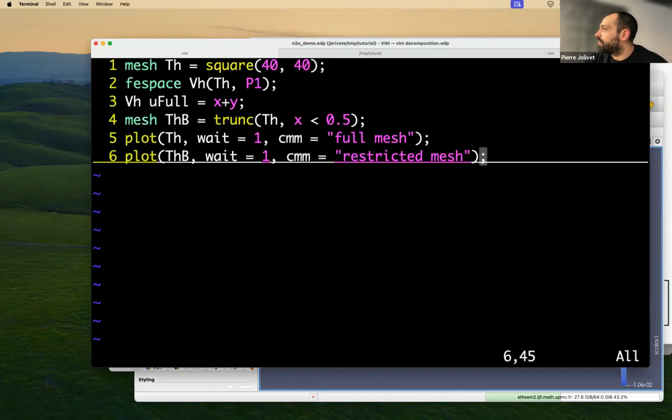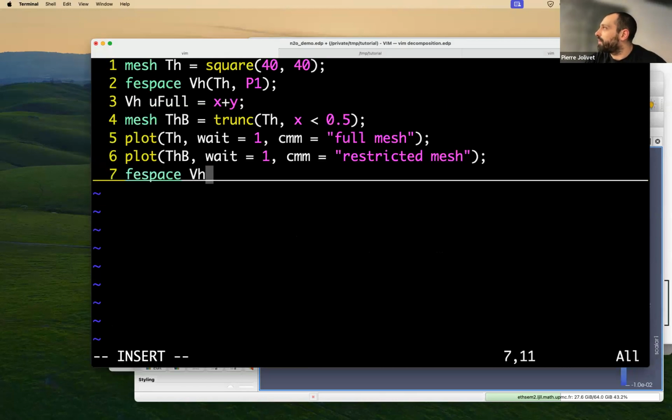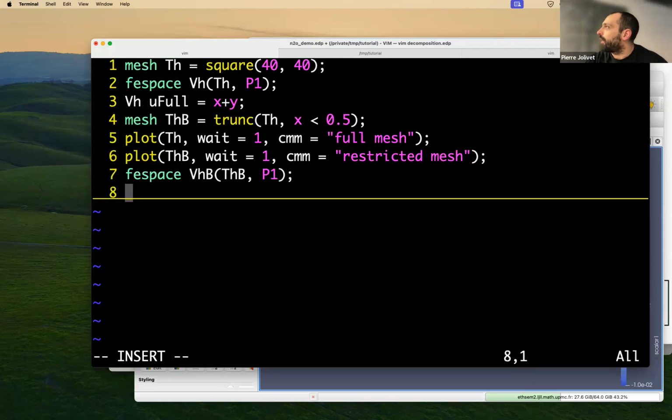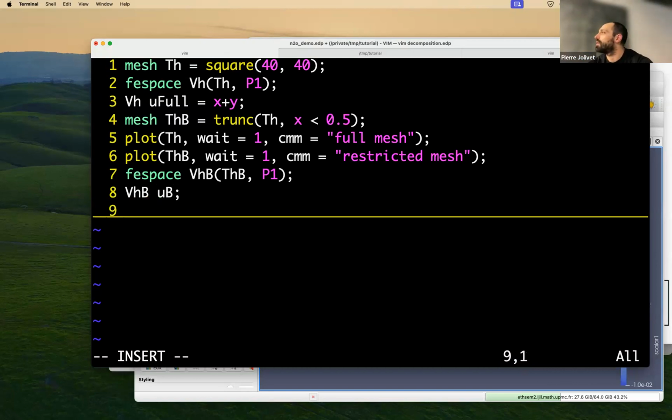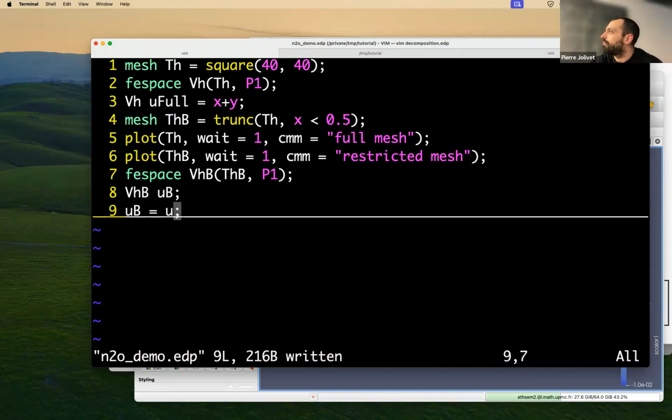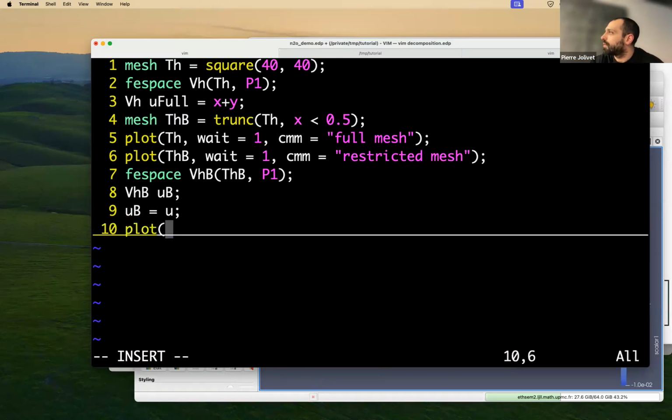Now, let's assume that we define a new FE space on THB this time. And let's assume that we define a new function UB, and we want to just take the restriction of U on THB. Okay. So if you do it naively, you can, for example, do simply UB equal to U. Okay, so if we do this, plot full U.